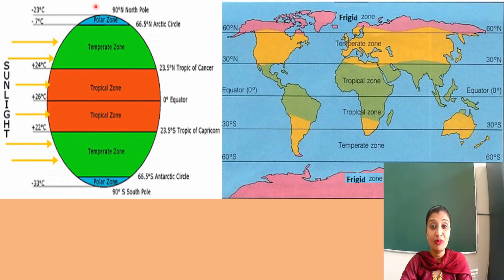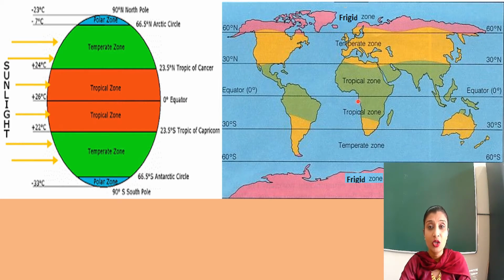Look at this diagram, children. The areas around the poles have frozen surface and it is frozen all year round. And it is difficult for any life to survive. It is extremely cold here and is called frigid zone. It is covered throughout the year with ice.